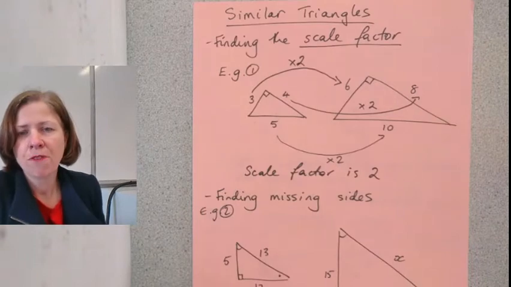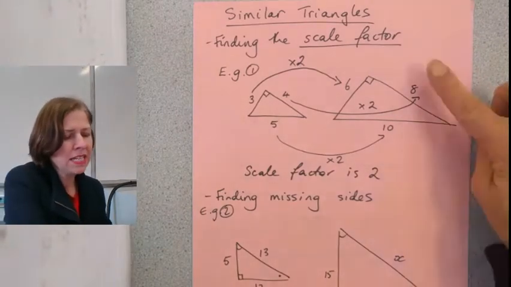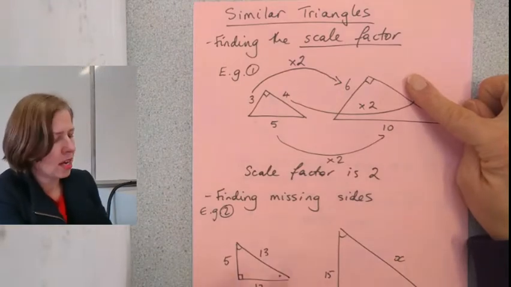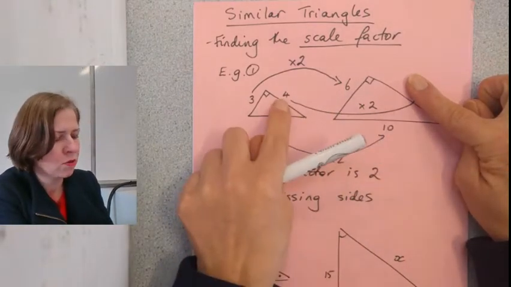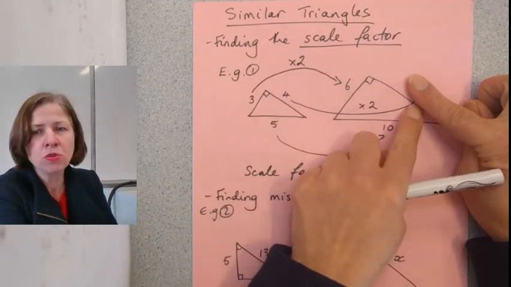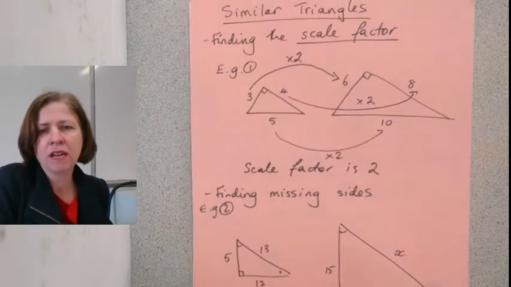Okay, so I've found the scale factor. So if I had a missing side, if I didn't know this 8, I could go, well, what's this going to be? It's going to be times 2 of this 4. So 4 times 2, and that would give me the 8. So now let's look at example 2.